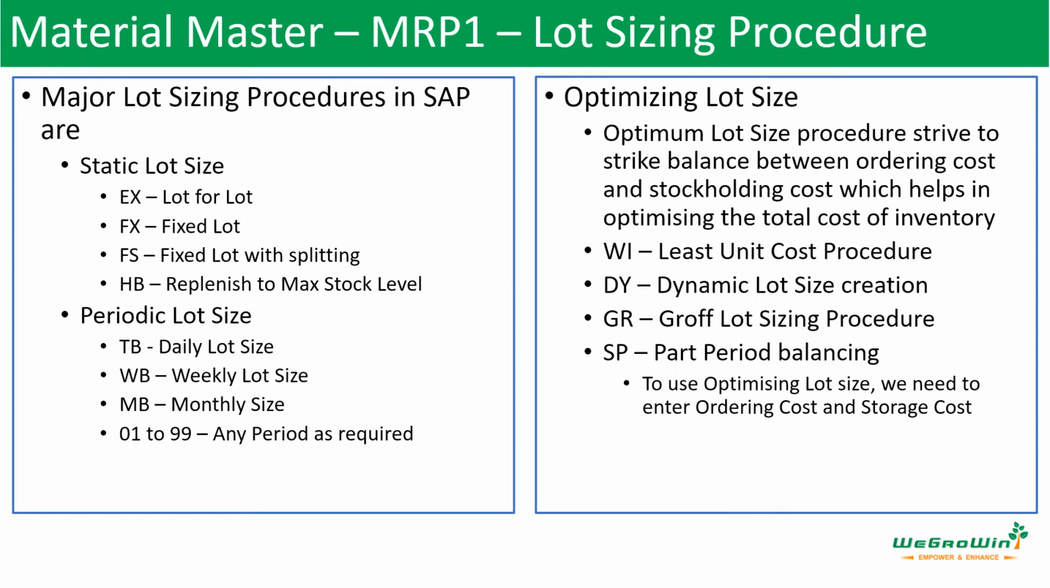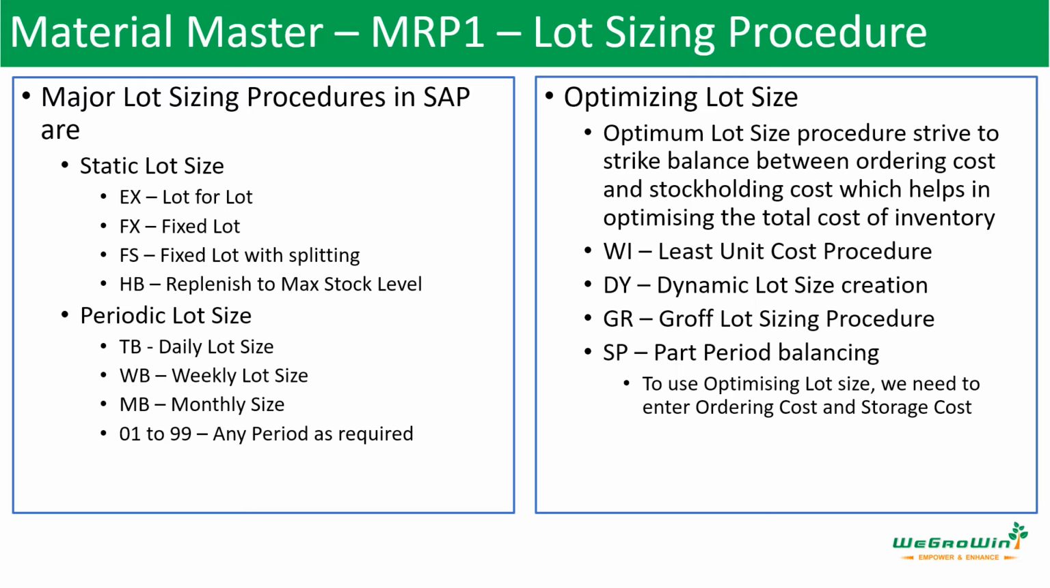So in SAP, there are two kinds of lot sizes. One is the static lot size, the other is the periodic lot size. In static lot size, we have lot for lot, fixed lot size with splitting, and replenishment to maximum stock level. And for periodic lot size, we have a daily lot size or weekly lot size or monthly lot size like that. And there are also other lot sizes called optimizing lot size.